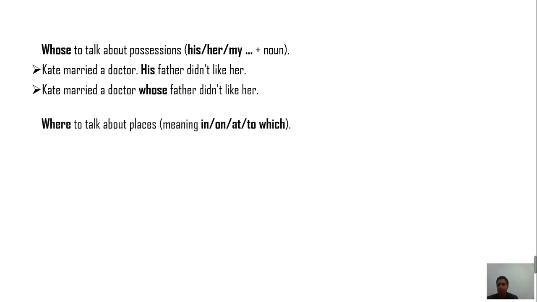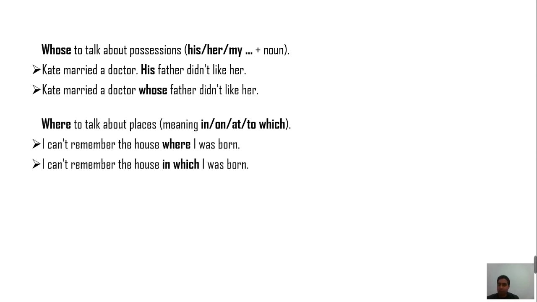Where is used to talk about places, meaning in which or on which or at which. So, I can't remember the house where I was born, or I can't remember the house in which I was born, or I can't remember the house which I was born in. Here we use this preposition, we put it at the end of the sentence.